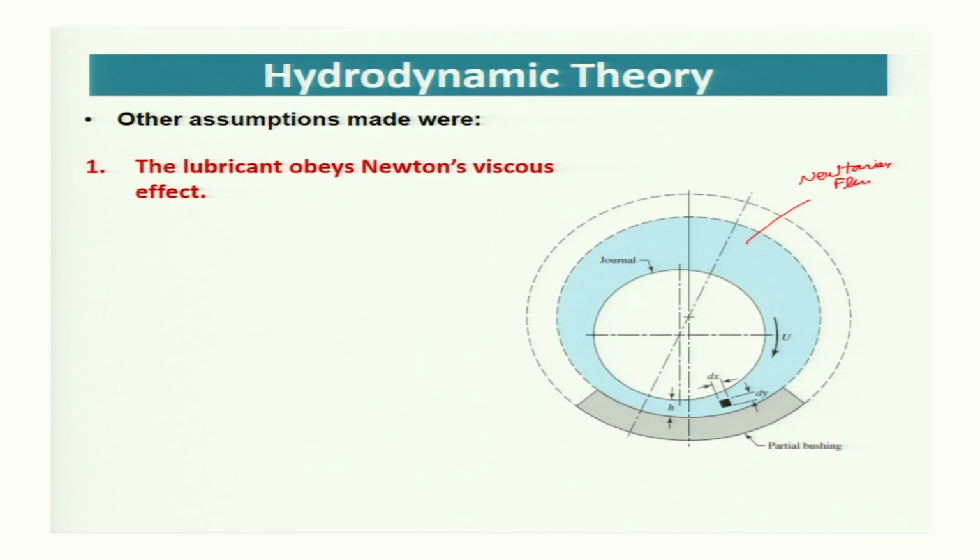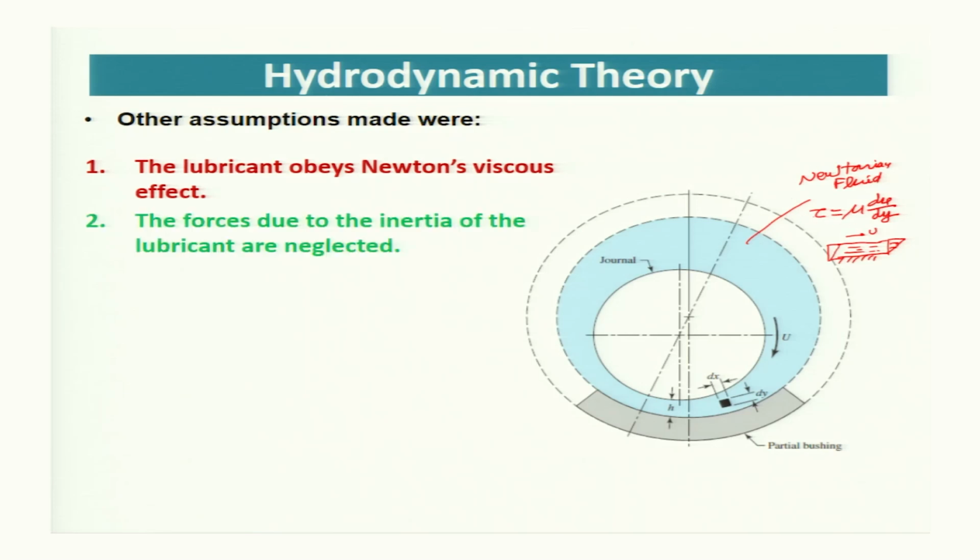Newtonian fluid, and so it will follow Newton's law of viscosity. That means tau is equal to mu du over dy. Like this, the plate is moving in this way with the speed u, this is a fixed plate, there is a lubricant, and so this type of velocity profile is there. The velocity gradient is given by du over dy. So, your lubricant is obeying this law.